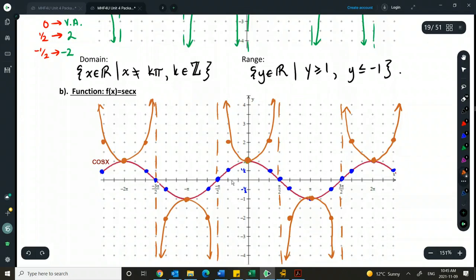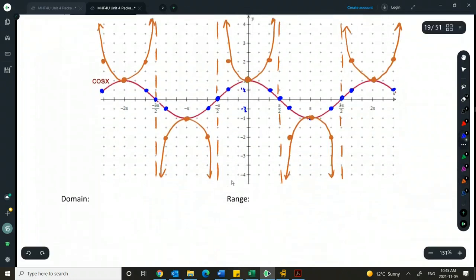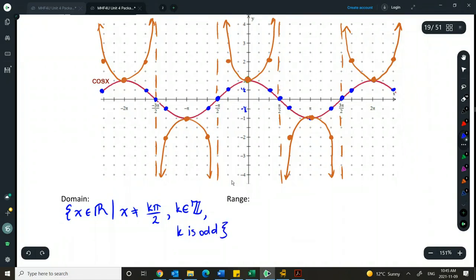So that's the graph of secant. The graph of secant has asymptotes happening at negative 3 pi over 2, negative 1 pi over 2, 1 pi over 2, 3 pi over 2, and so on. So the domain of this is actually going to be the same as what we did for the domain of tan. It's going to be all real numbers for x, but x should not equal k multiples of pi over 2, where k is an integer and where k is odd. Okay, so essentially we're just saying whole odd multiples of pi over 2. Negative 3, negative 1, 1, 3 over 2, 5 pi over 2, 7 pi over 2, and so on.